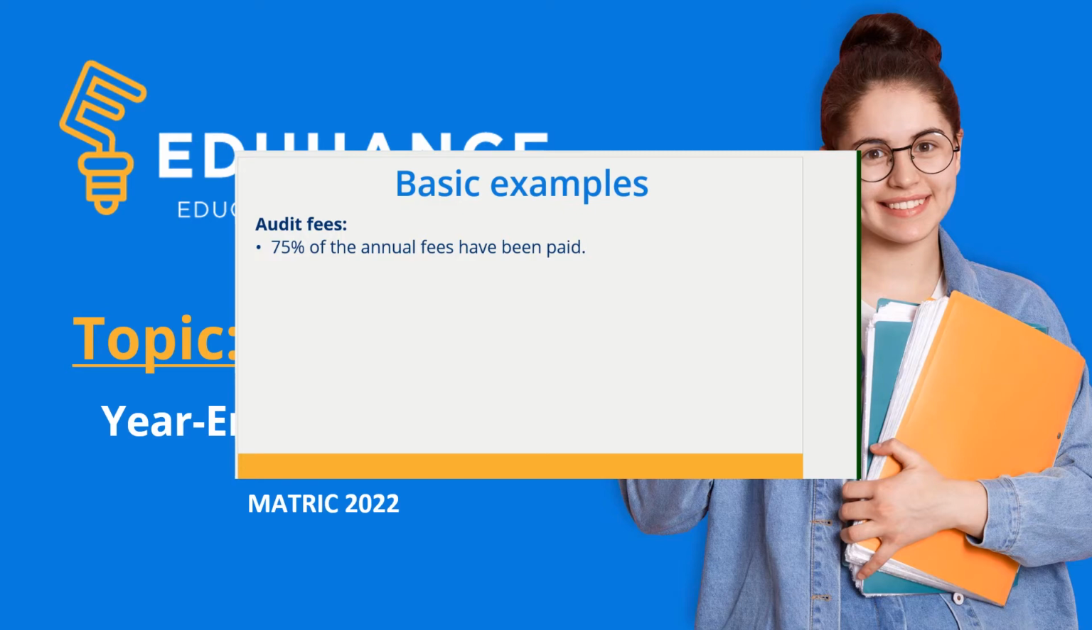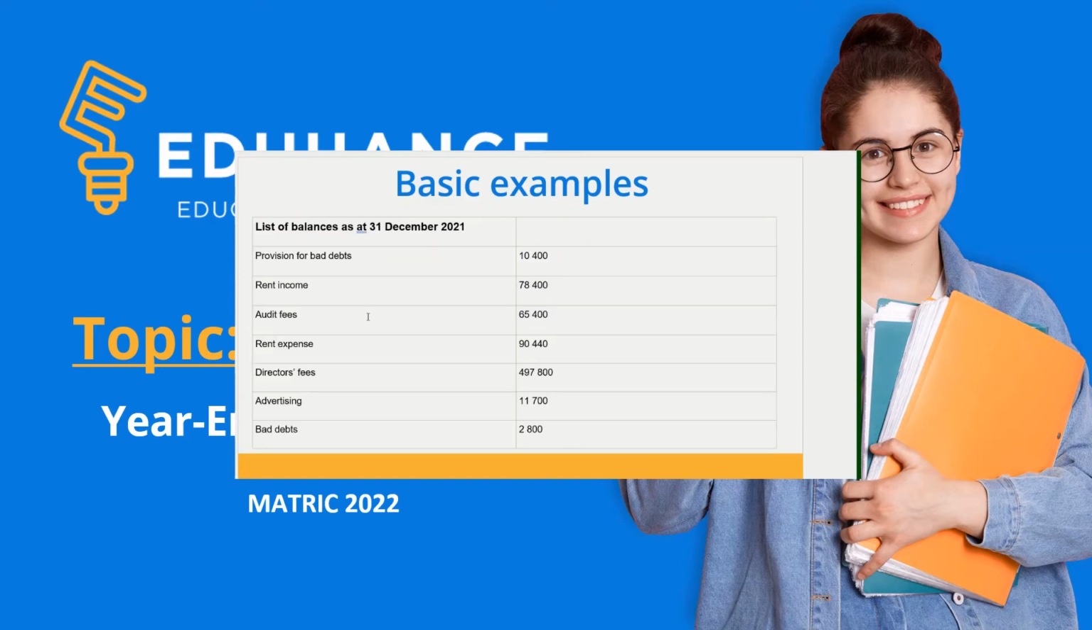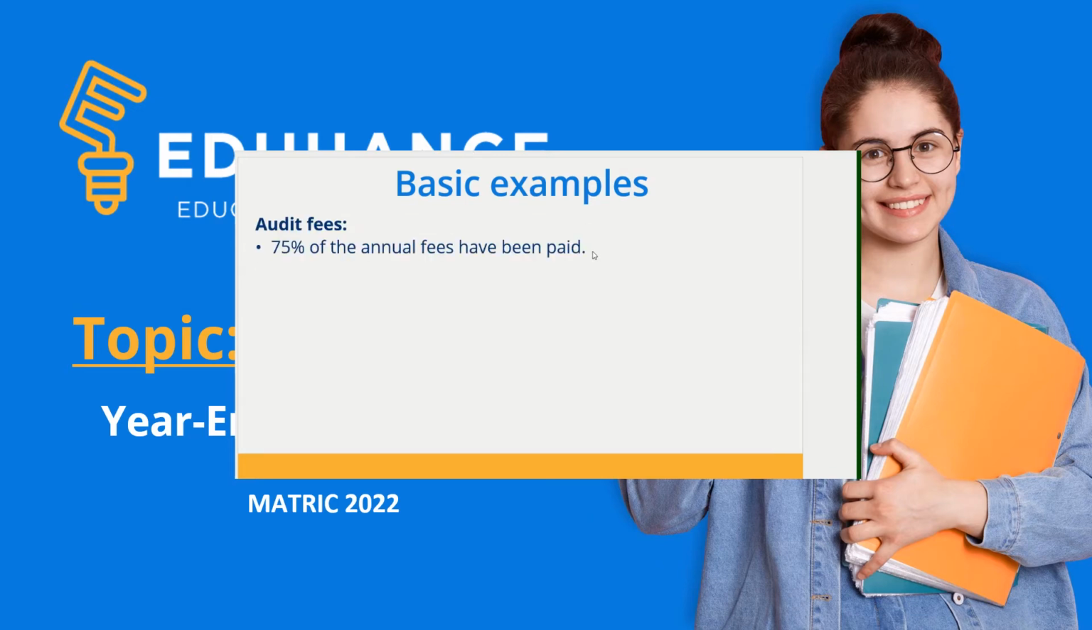Provision for bad debt will be a negative asset. Okay, here's our first example. 75% of our annual fees for audit has been paid. If you can see here, audit fees is 65,400. So what is the adjustment needed? Well, we've only paid 75%. We need to pay 100%. So 75% of audit fees is, as per our balances, 65,400. In order to calculate 100%, we will say 65,400 divided by 75%.